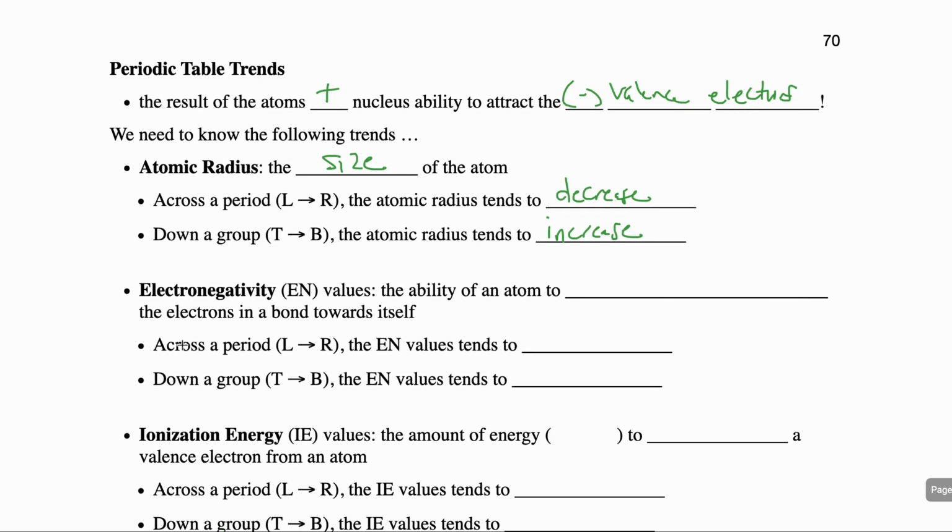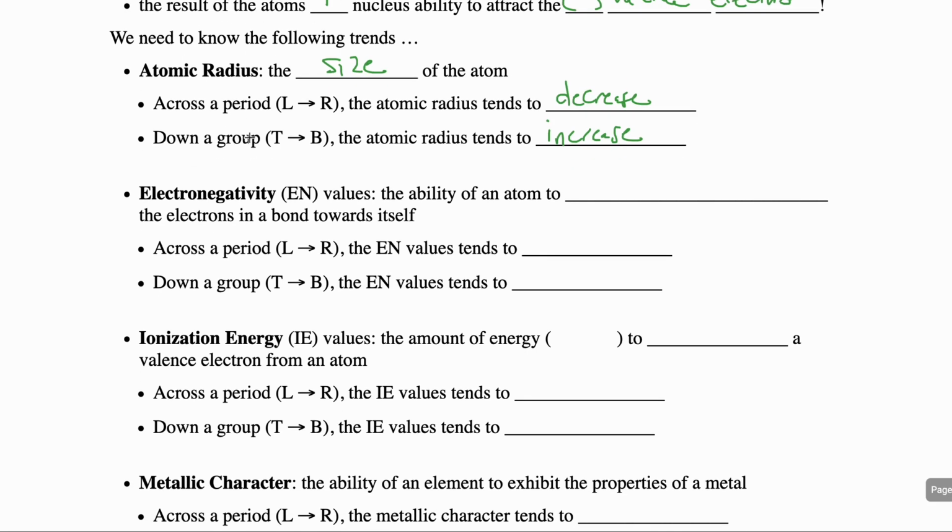Now another term you need to get the definition memorized is the electronegativity. Symbol is EN. The electronegativity values describe the ability of an atom to attract or pull the electrons in a bond towards itself. Across the period, moving left to right, the electronegativity value tends to increase, meaning it attracts those electrons more, so stronger attraction.